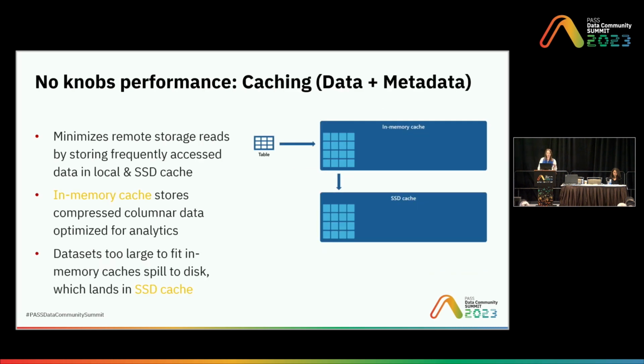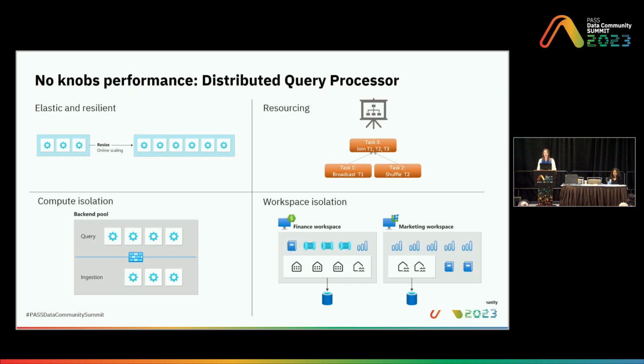We have the query optimizer and the distributed query processor working together to give you fantastic out-of-the-box performance, all with no knobs. We also have inbuilt caching, so data and metadata is cached. If we don't have enough space in memory, we spill over to disk, and that disk is SSD cache. We use it because it's better to read from cache rather than the remote storage, which is going to be less efficient. So again, built-in, no-knobs performance with inbuilt SSD caching.